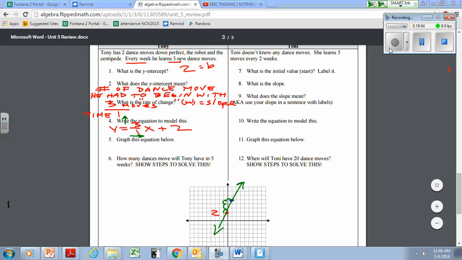No. All right, this is a 3, this is a 1. Last thing, number 6, and I'm gonna thank you for being here. What's number 6 ask? How many dance moves will Tony have in 5 weeks? Don't say it out loud, please. Write it down. We'll find out if you're right. Show steps to solve this problem. I don't know about showing steps, but let's get the answer first and then we'll see. Let me think about it. All right, 17 is correct. The answer is 15.